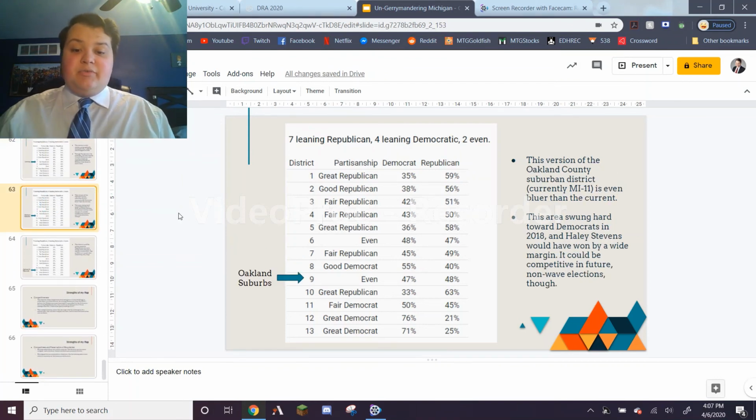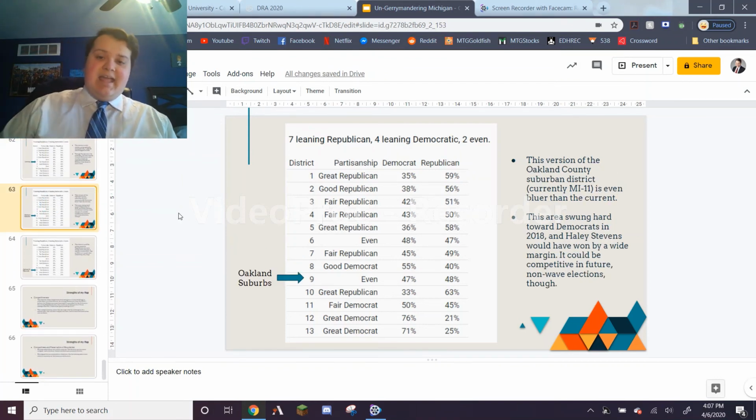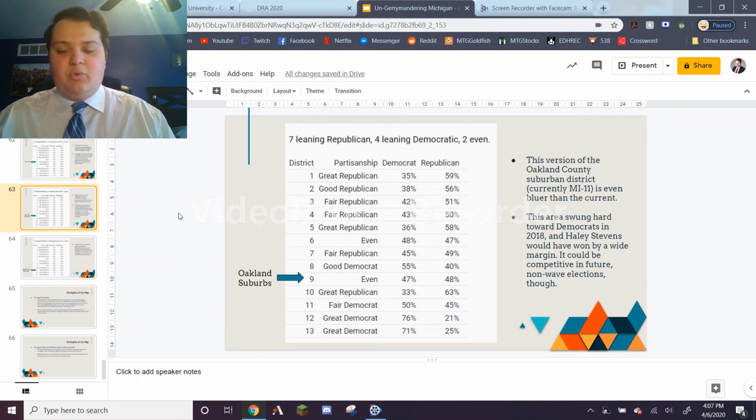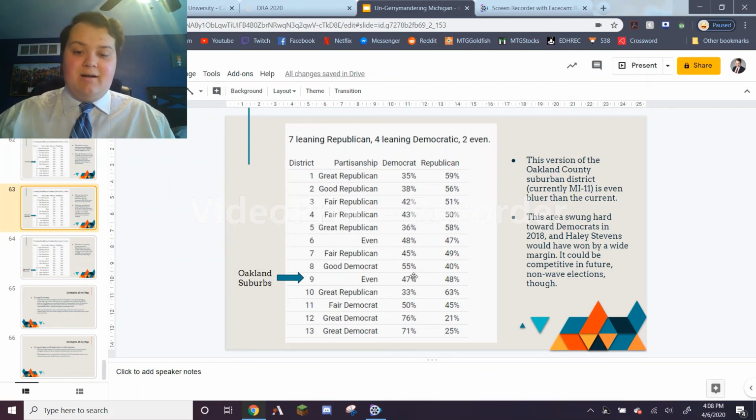The 9th district, which is the Oakland County suburbs, is that Haley Stevens flipped in 2018 district. It's even bluer than the current configuration. It says it's even here, apparently to Republicans by a point, but I really do think that this district will be a Democratic district, at least as of now, and for the near future. So I could even say that this would be really 6 leaning Democratic districts, 7 leaning Republican districts overall.